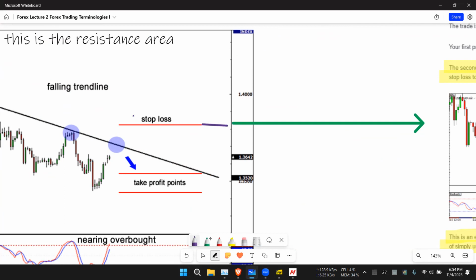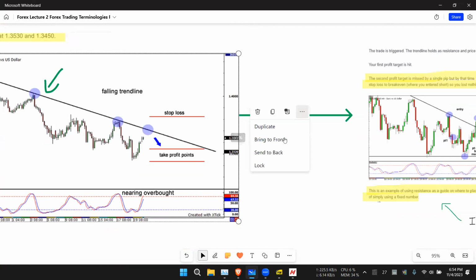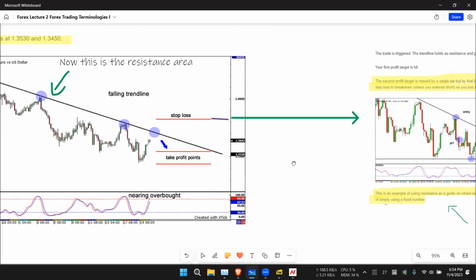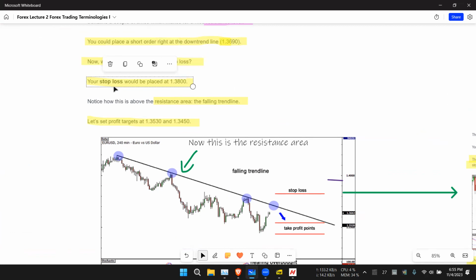And also, this stop loss is there, so obviously, this is going to be the part. Let me just send this to back as well. So now where would you place your stop loss? The question is, okay. So this is going to be talking about the fixed stop loss.